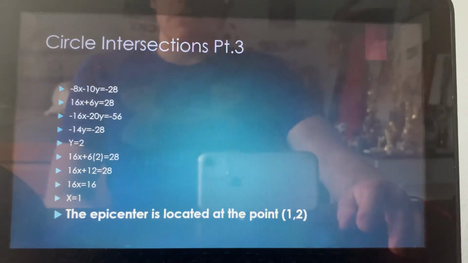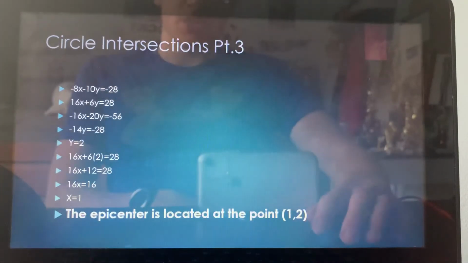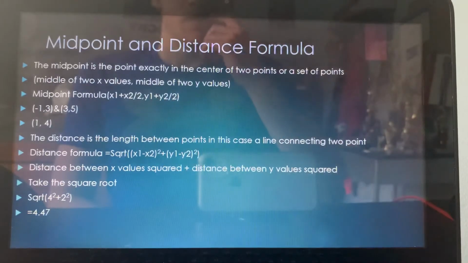So let's substitute 2 back in for y in 16x + 6y, which is 16x + 12. Subtract 12 from both sides, get 16x = 16, and we get x = 1. So the epicenter of all three is located at the point (1, 2).